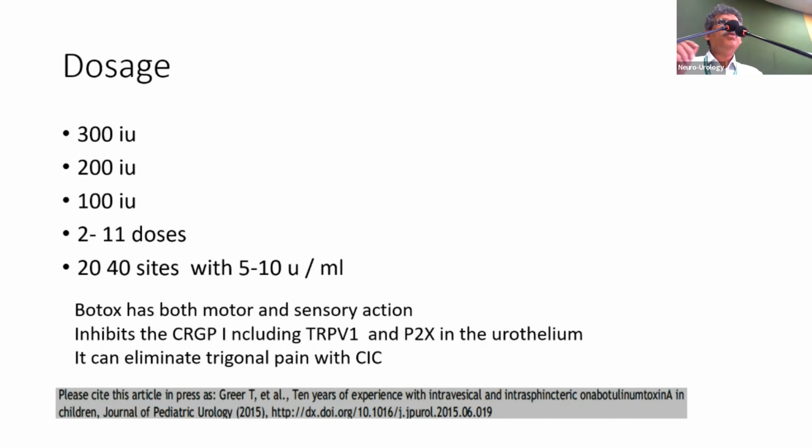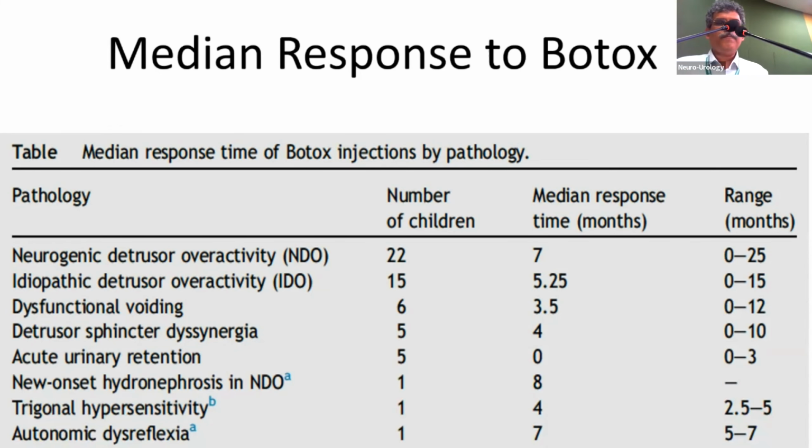It has both motor and sensory actions, and it inhibits calcitonin gene-related peptide, TRPV1 and P2X in the urothelium. It can also be used to eliminate pain when there is a sensate bladder and when children have a lot of pain during CIC, and every time the catheter touches the trigone there is pain, a trigonal injection of Botox is still indicated in these particular situations.